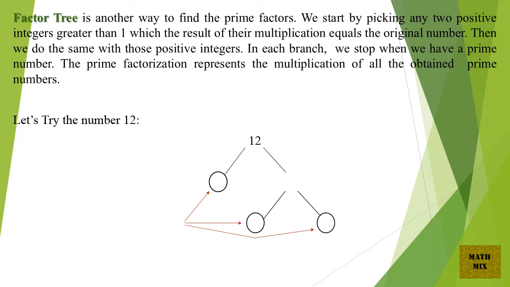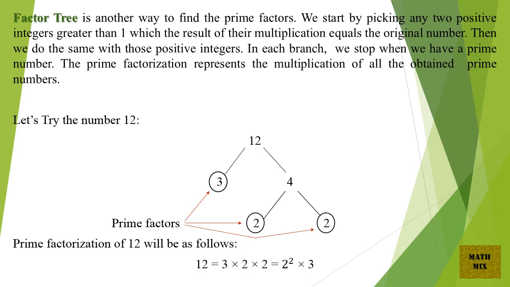Let's try the number 12. Let's pick 3 and 4, since 3 times 4 equals 12. 3 is a prime number, so we'll stop in this branch. For the other branch, we'll use 2 twice, since 2 times 2 equals 4, and then we'll stop because 2 is a prime number. Prime factorization of 12 will be as follows. 12 equals 3 times 2 times 2, which equals 2 squared, times 3.